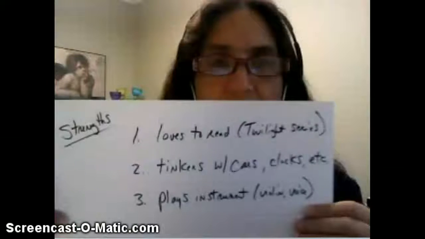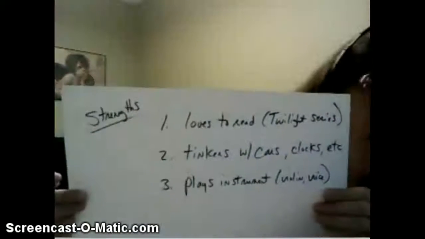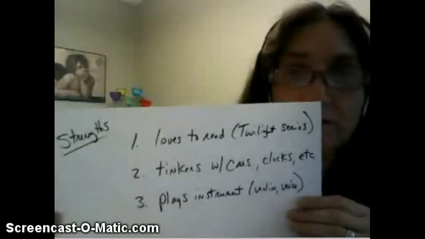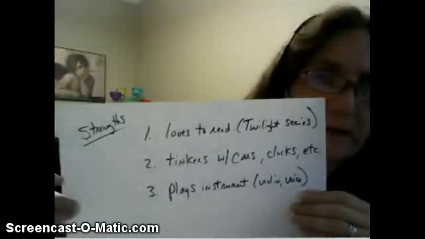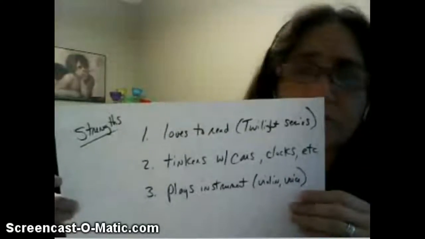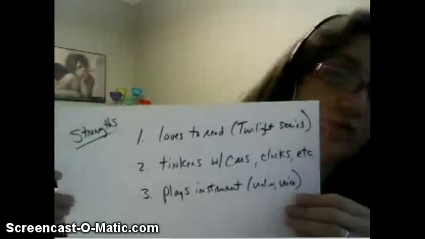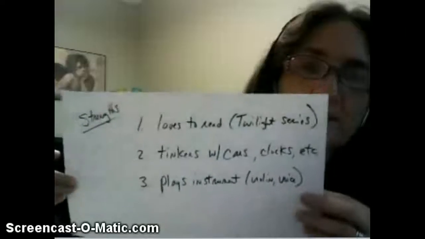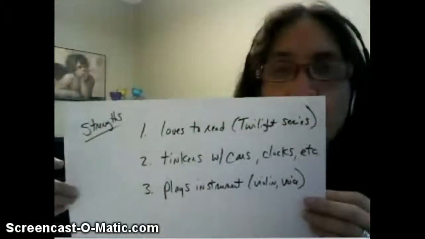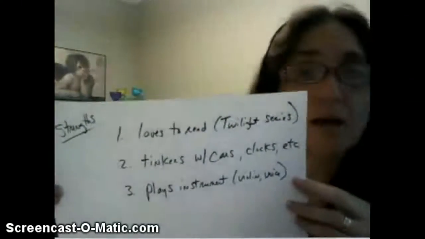And then the last piece is strengths. So for the purpose of this exercise, I have come up with 3 strengths. Nene loves to read, specifically the Twilight series. That may be a little old reading for her, but probably nowadays that would be appropriate. She likes to tinker with cars, clocks, jewelry. She likes taking things apart, putting them back together, finding out how things work. And she plays an instrument, and for this purpose we would want to specify what instrument she plays. Does she play the violin? Does she sing? And does she sing at church? That type of thing.